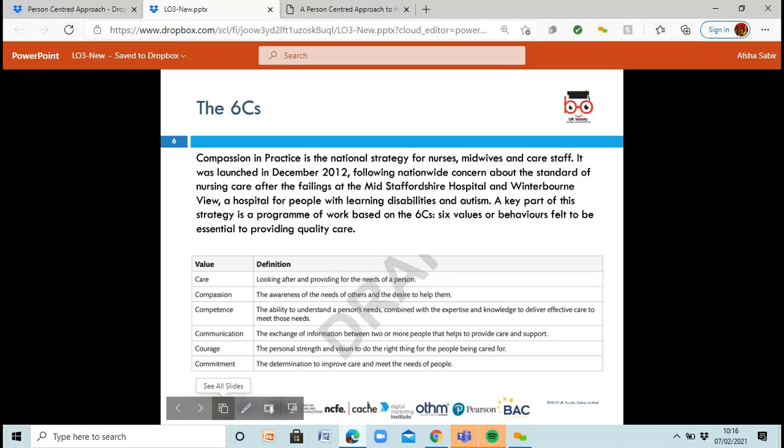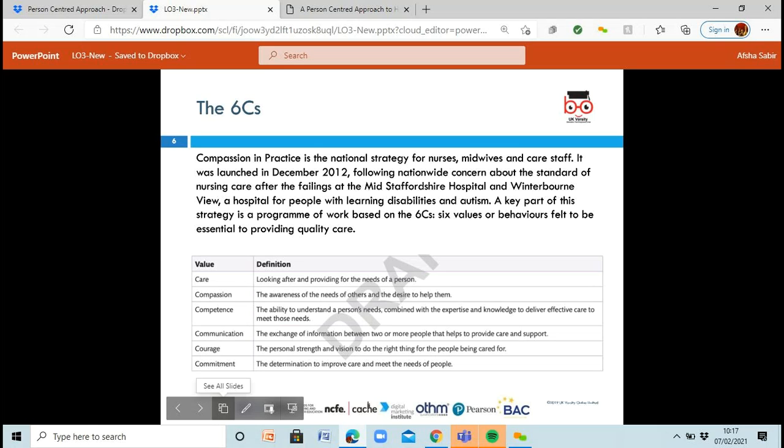Communication, again, is a big thing. So it's the exchange of information where you know that you're listening to somebody and they're listening to you. There's a good conversation going on between each other and you're understanding what needs to happen for that person's care needs to be met. Courage is the personal strength that you have.